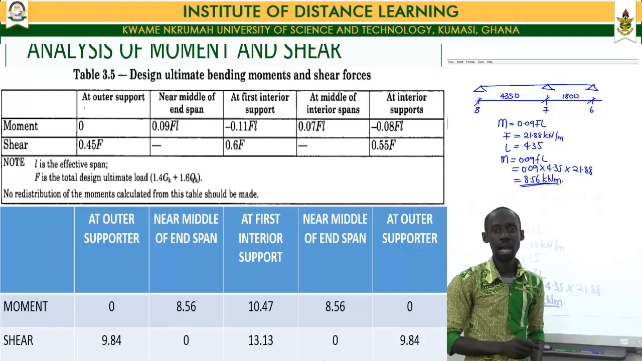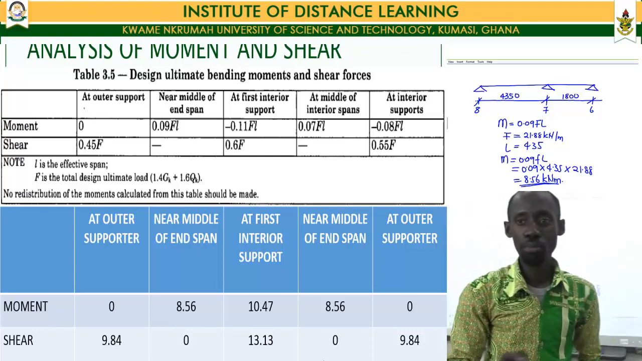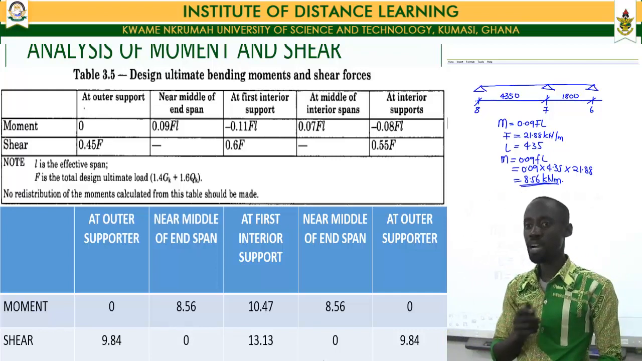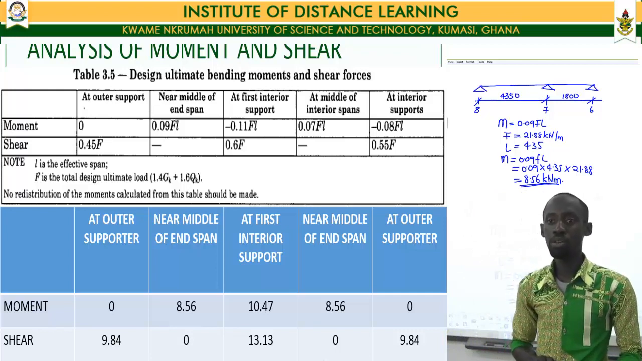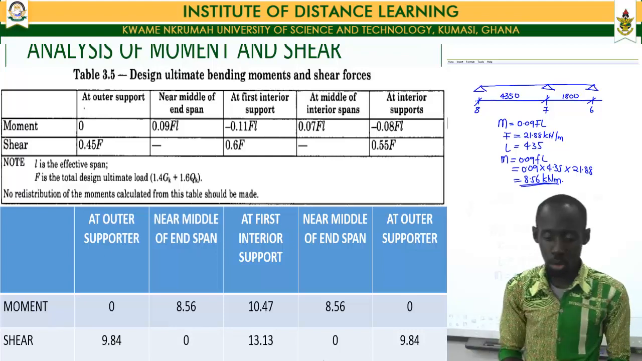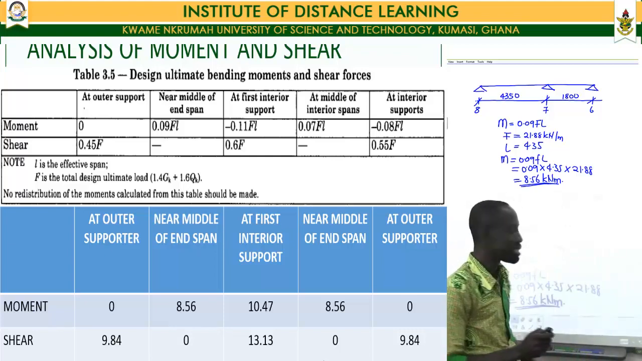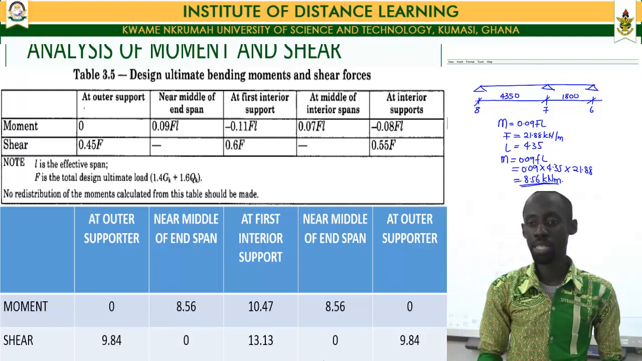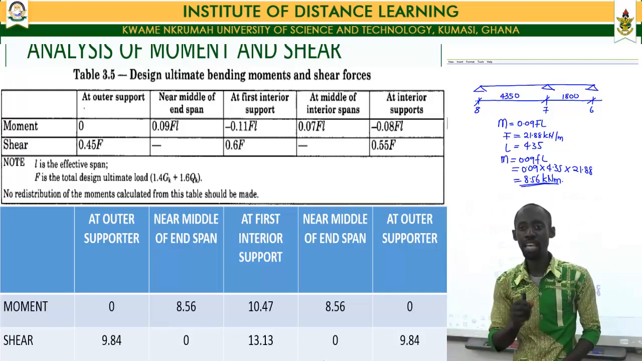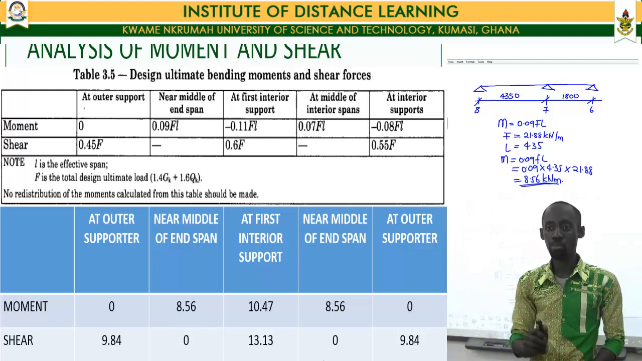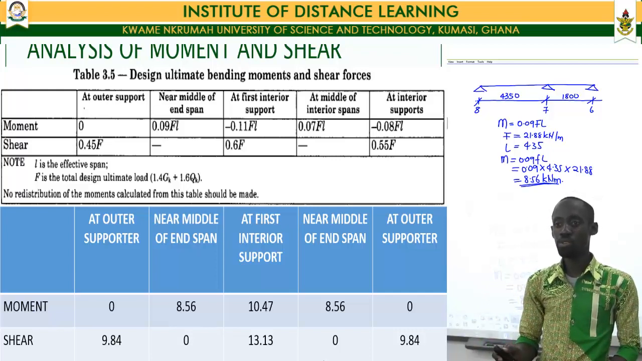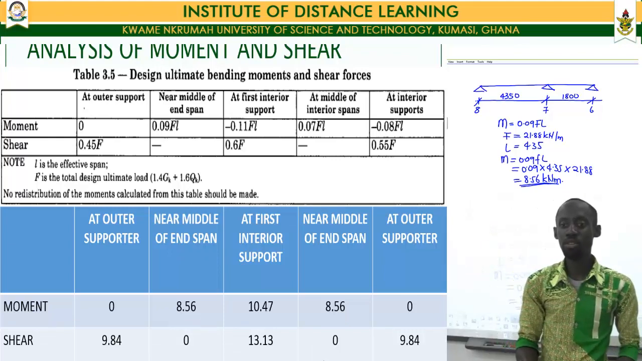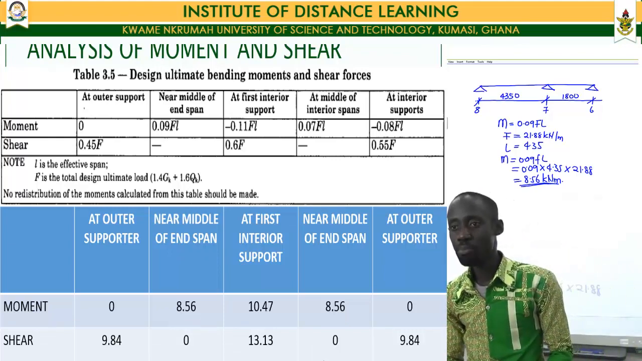Now, coming down to our shear analysis, we are told from the table that at our outer support, our shear value is equal to 0.45 multiplied by our ultimate design loading. So then we pick the coefficient, which is 0.45, and multiply it by our design loading, which is 21.88. Multiplying it by 21.88 yields a value of 9.84 for our outer support. So at our two outer supports, at 8 and 6, our shear values are 9.84 and 9.84.